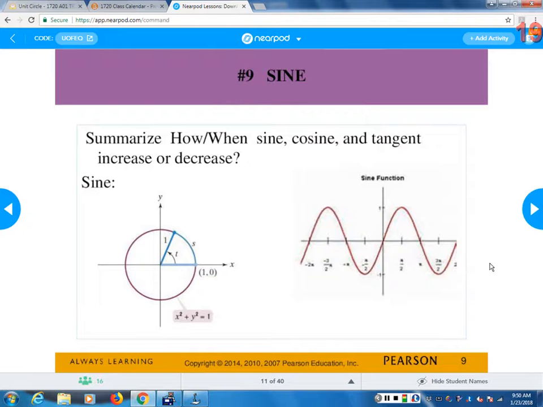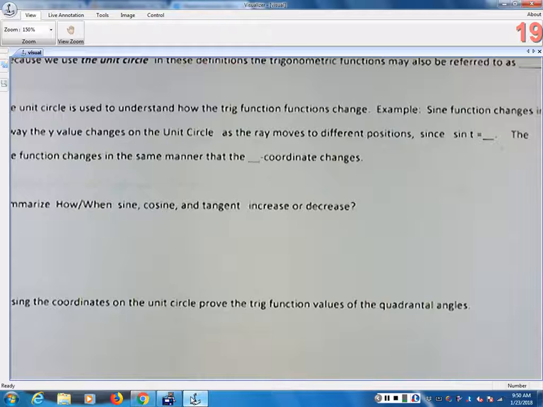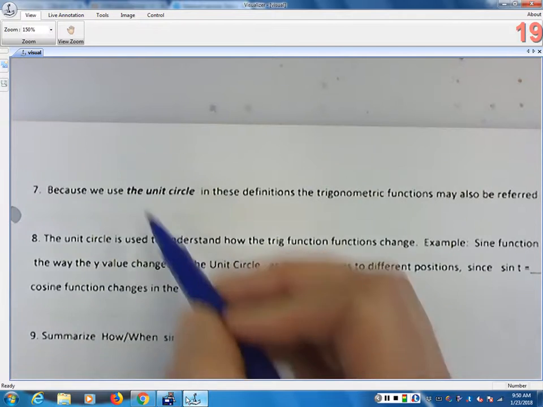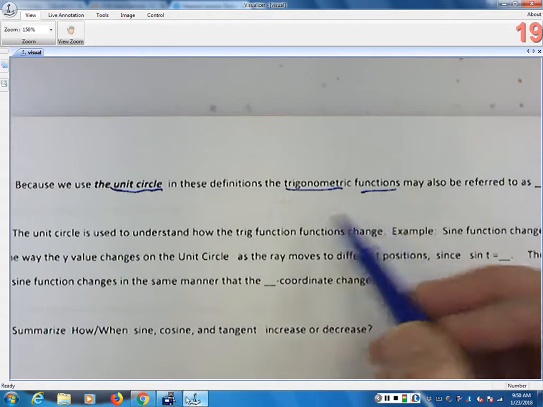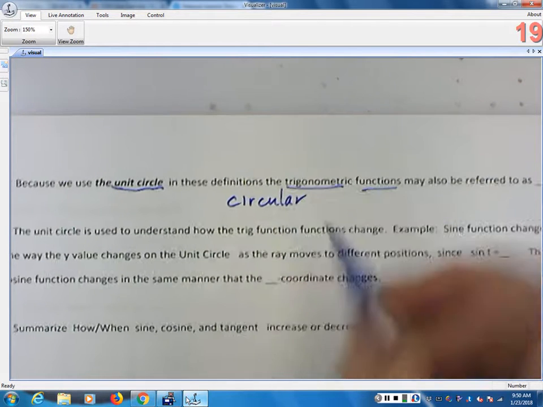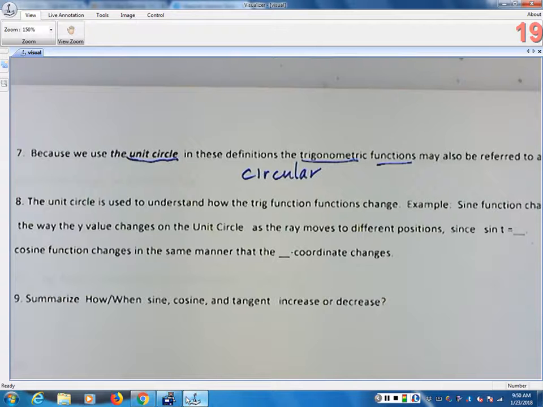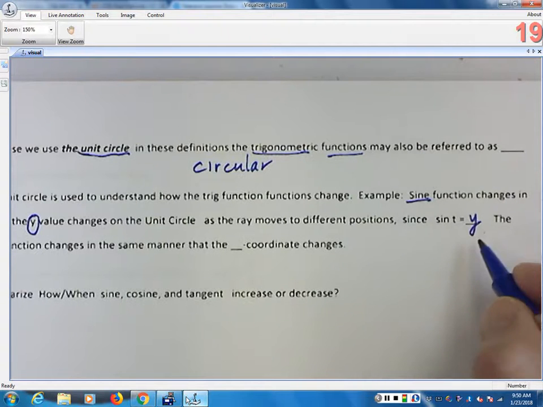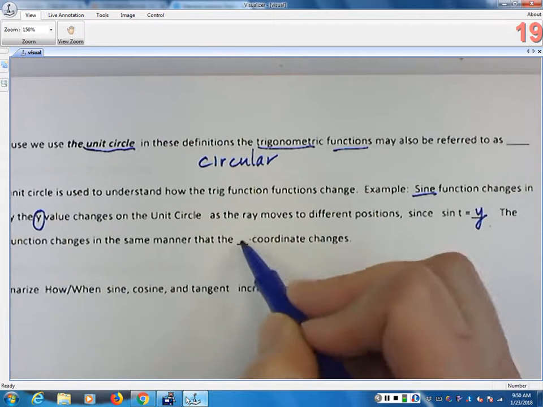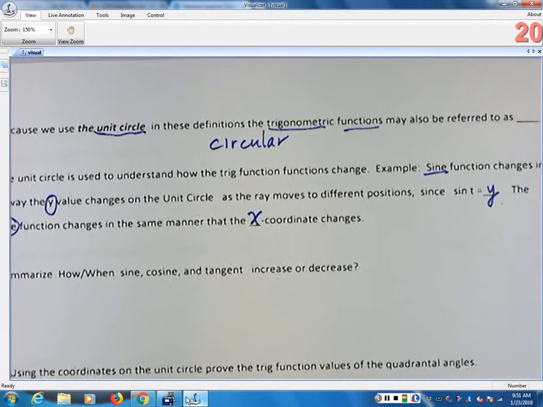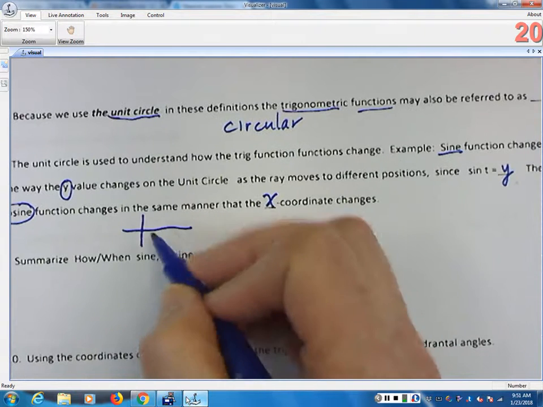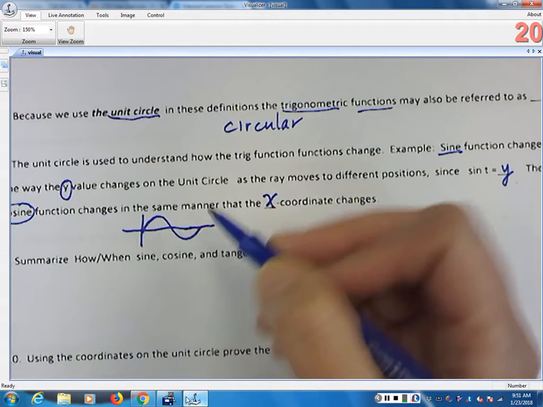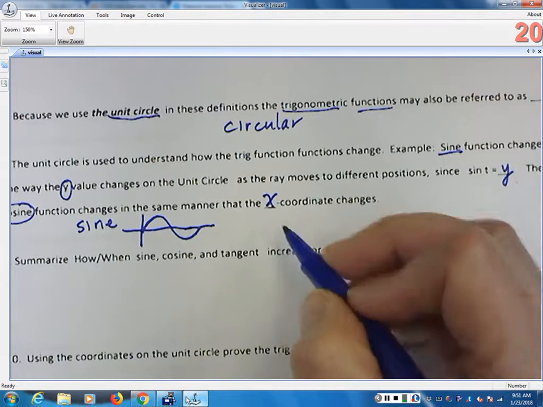All right. So the next page. Okay, we're using the unit circle, and so the trig functions may be referred to as circular functions. So the sine function changes the way the y value changes, since sine t equals y, and the cosine function changes in the same manner as the x coordinate changes. So, I had these memorized from a long time ago. Here's the sine function, just one period. And here's the cosine function.